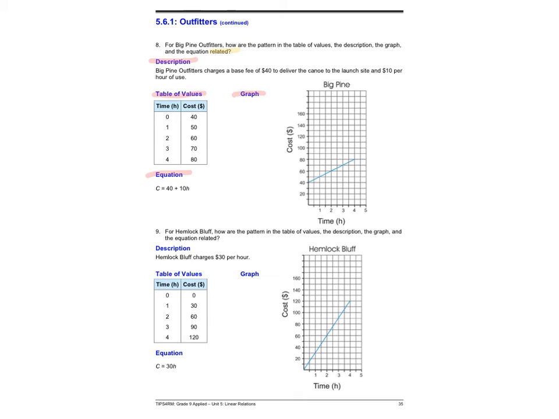So let's look at our description first. Big Pine Outfitters charges a base fee of $40 to deliver the canoe to the launch site and $10 per hour of use. Well, we see that base fee of $40 on our graph as our initial value. And we see that again in our equation over here as our initial value.